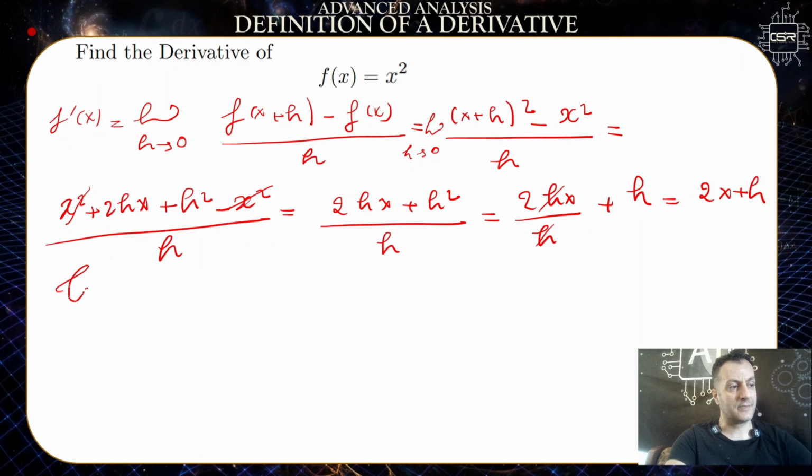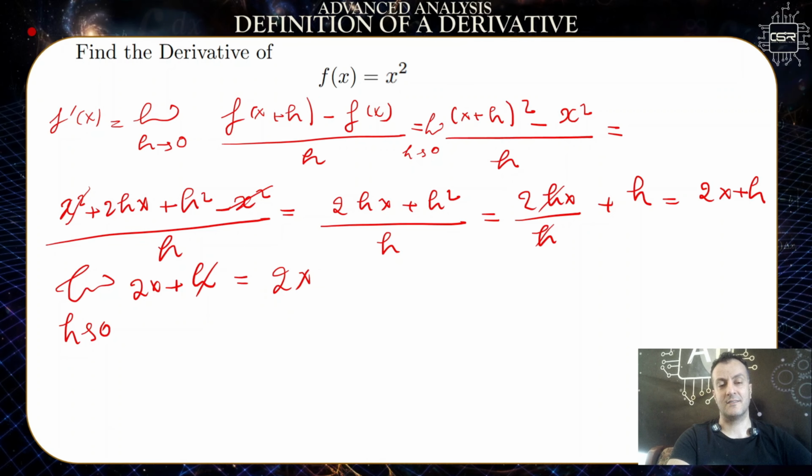What is the limit of 2x plus h as h approaches 0? h becomes 0, and we are left with 2x. And this is the derivative. So the derivative of f of x is 2x. And as we evaluate the limit, x is considered as if it were a constant.